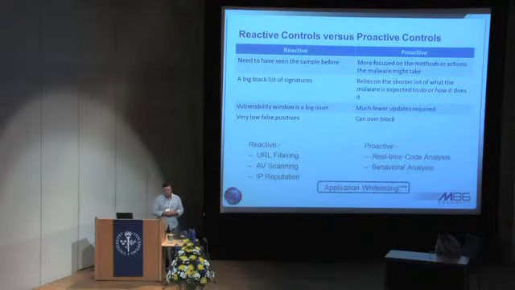On the proactive side, they're a lot more focused on the actual methods or causes that the malware might use to infect the machine. So that list is a lot shorter than trying to recognize every single piece of malware. Much fewer updates are required because of that, but it can overblock, so it can detect legitimate activity and flag it as malicious in some cases.